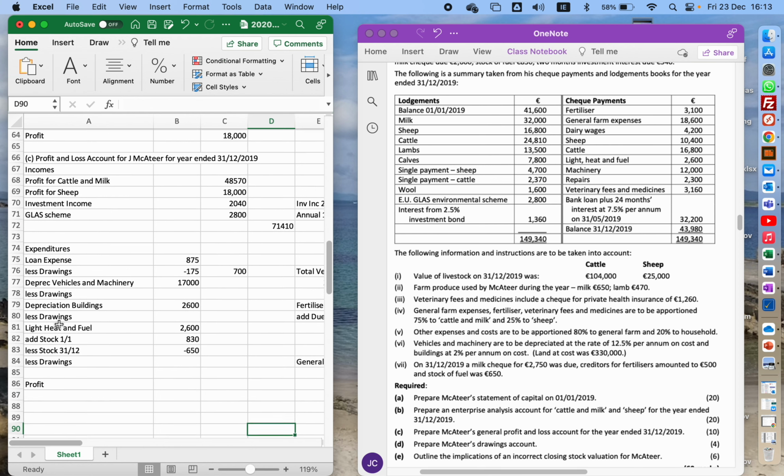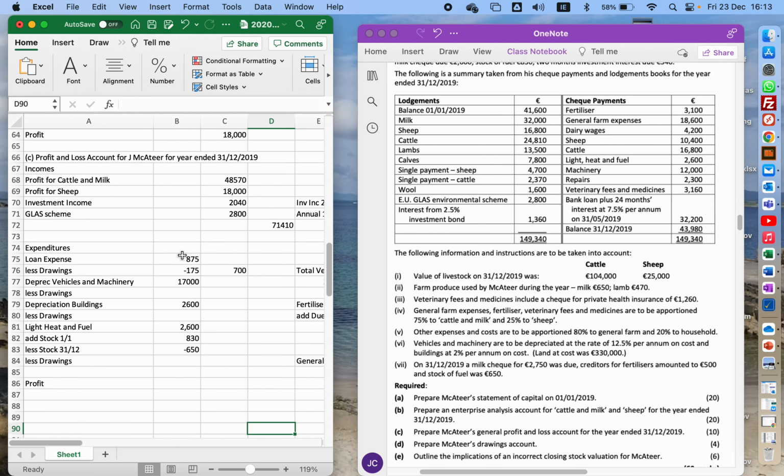Now, moving on to our expenditures. So we had dealt with loan expense. Drawings has to be taken into account for, remember, 20% of everything. All of the other expenses are going to be to the household. So they're going to be drawings.